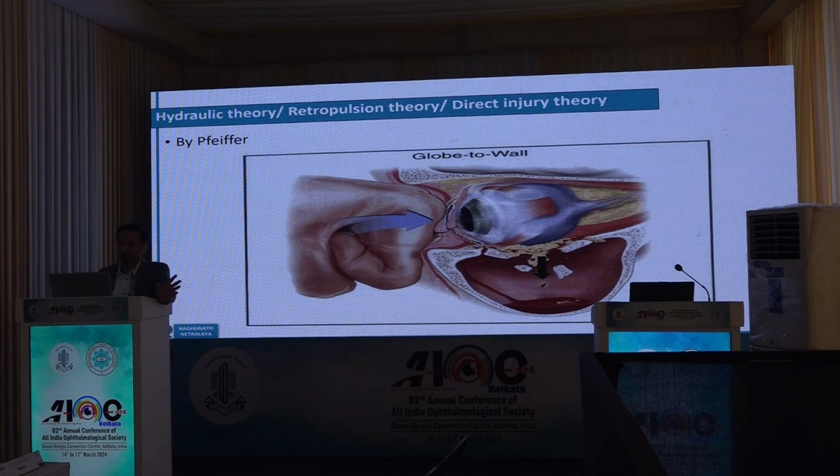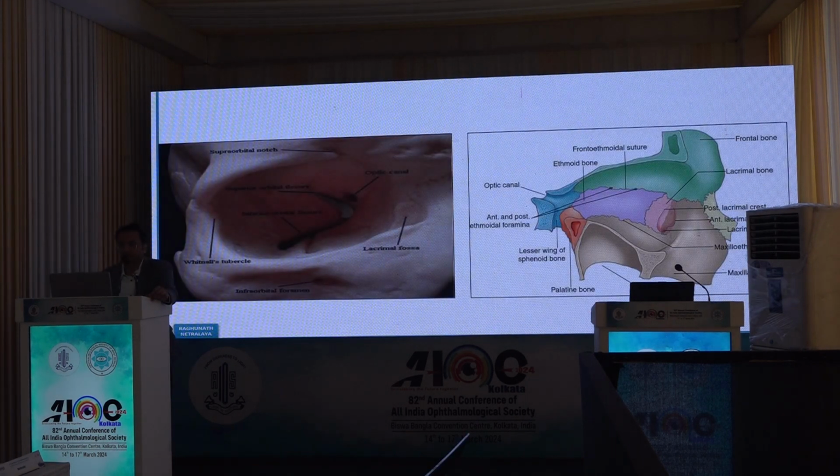Second is the hydraulic or retropulsion theory, which says that there is a blunt trauma and a displacement of the orbital contents, which suddenly try to pop out through the weakest portion of the orbital wall, which is the orbital floor as per the theory. But all of us know that the weakest portion is the medial wall, lamina papyracea, and it should break away. But it does not happen, and the explanation is the ethmoid bone, which buttresses the lamina papyracea and prevents it from being the most common site of fracture with blunt trauma, and the floor becomes the most common site of fracture.